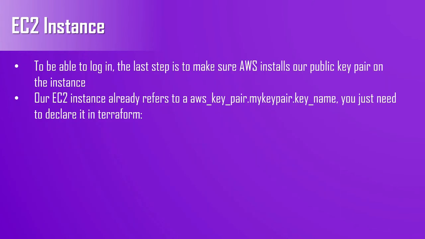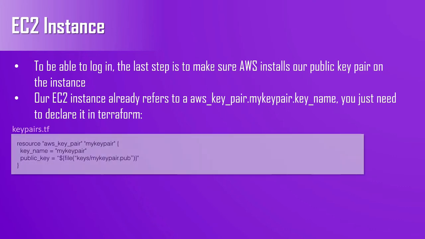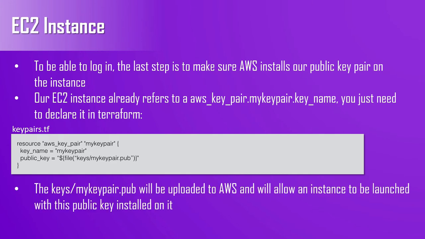Now, to be able to log in, the last step is to make sure that AWS installs our public key on the instance. Our EC2 instance already refers to aws_key_pair mykeypair key name. You just need to declare it in Terraform. So here we have a key named mykeypair that refers to mykeypair.pub. You can also use a variable instead of the file name, so that you can easily change it later on. The key mykeypair.pub will be uploaded to AWS, and will allow an instance to be launched with this public key installed on it.